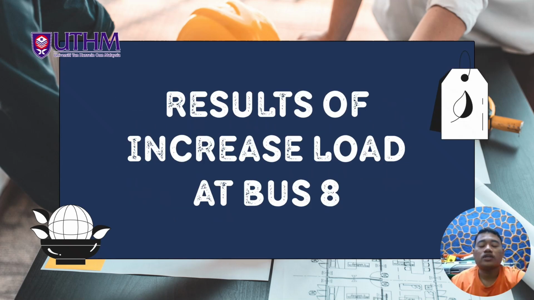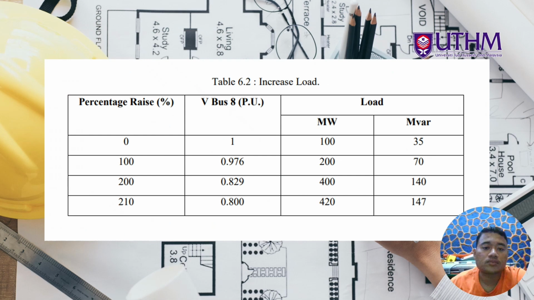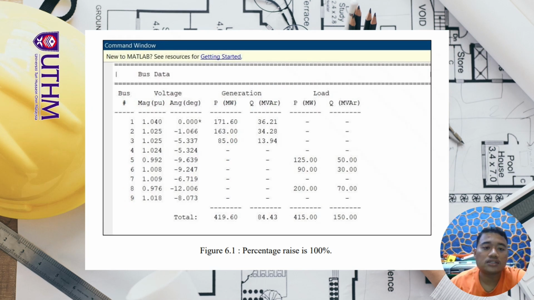Okay, this is the result of increased load at bus 8. This is the bus data of IEEE 9 bus system. And then this is the increased load. When the percentage rises, we can see the V bus 8 in PU unit is decreased, and the load in megawatt is increased. Okay, this is the coding. This is the result from the coding by using MATLAB.